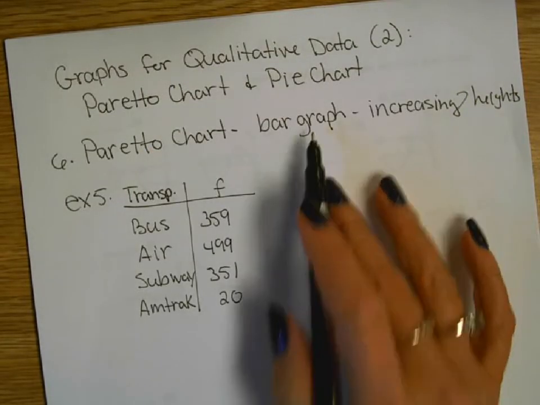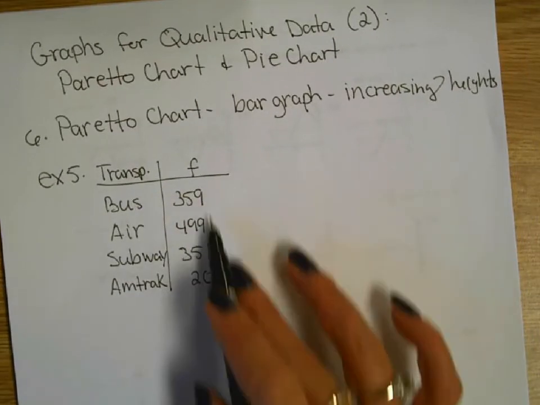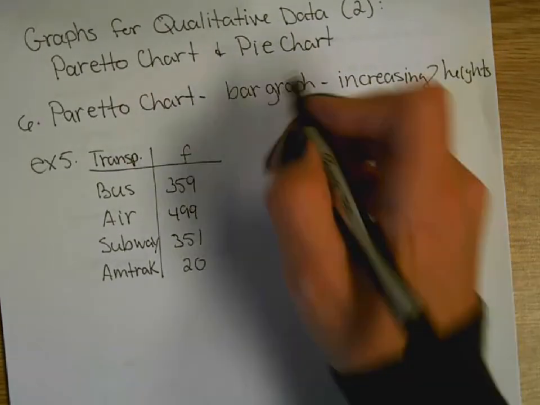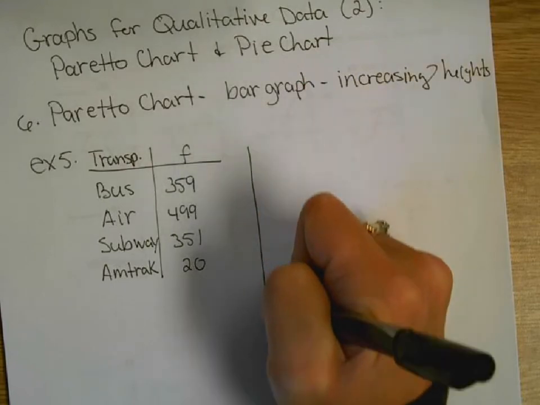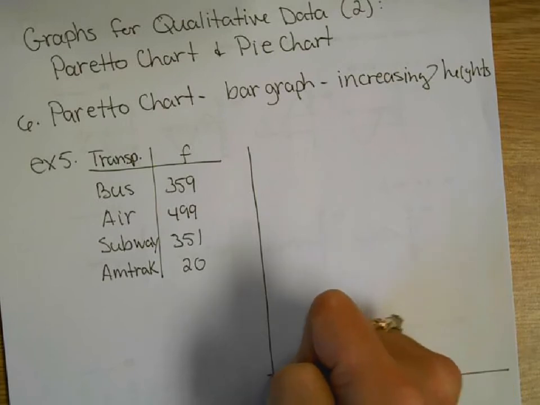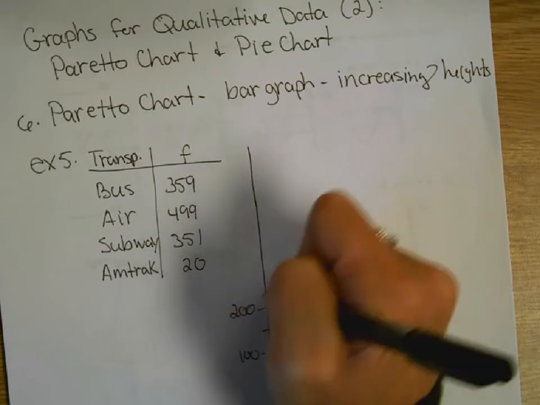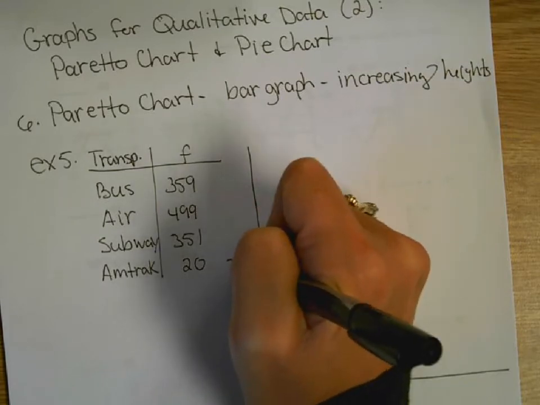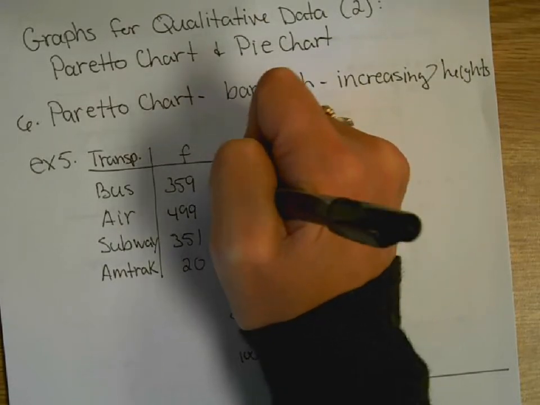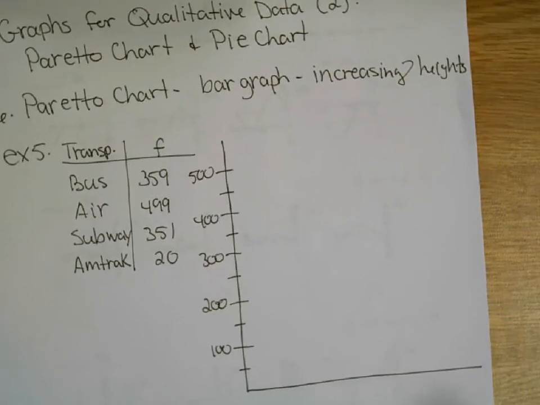We'll make it's just a bar graph where each bar represents how many are traveling by each mode of transportation. So our y-axis, again, is going to be our frequency. So we've got to get up to 500. Pick a good scale there. So like maybe 50s, 100, 200, 300, 400, 500.